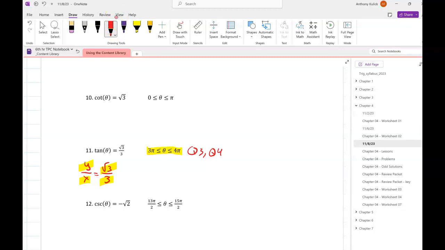So here's the trick. I'm going to reduce this fraction. Square root 3 over 3. How does that reduce though, Mr. Kulik? Well, regular 3 is the square root of 3 squared, right? So I can reduce then a square root of 3 from the top, leaving just a 1, and a square root of 3 from the bottom.